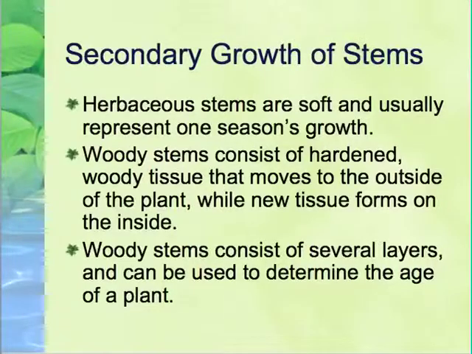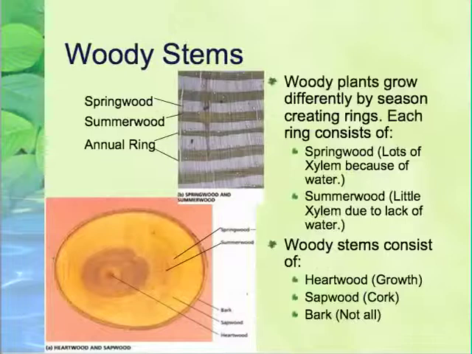Okay, now woody stems can consist of several layers, and they can help us determine the age of the plant. This is somewhat of an old wives' tale. You've often heard that you can tell the age of a tree by counting its rings. That's both true and misleading, okay? Because you have to know what it is you're counting, and you have to know what a ring really is. Well, a ring's a circle. Not so fast. Let's clear that up real quick, okay? Woody stems grow by season, and each season gives us a distinctly different ring.